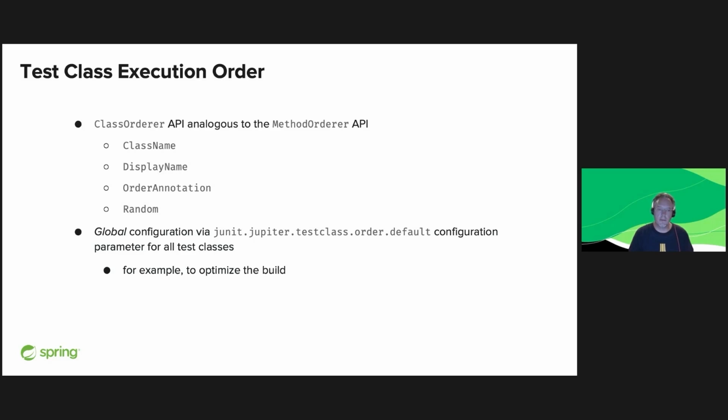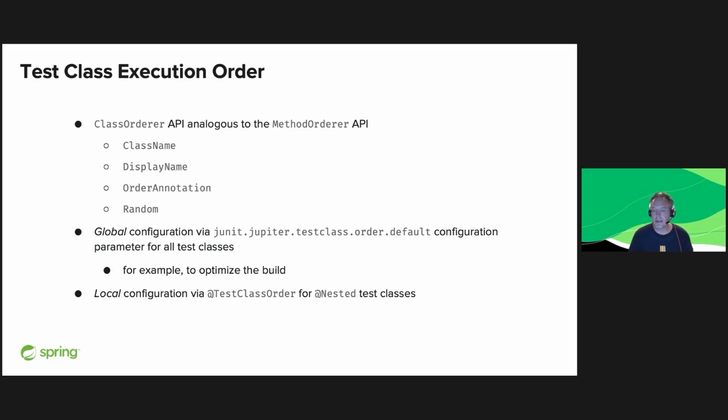And one thing I want to point out here is you might want to implement this and register it globally in order to optimize your build. If you have some kind of list that's tracking how long the tests run, you could do things like run the slower tests first, or run the failing tests first, and things like that. So you could basically control the order based on previous runs of your test suite.